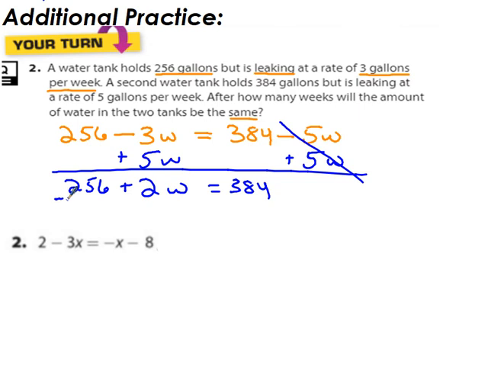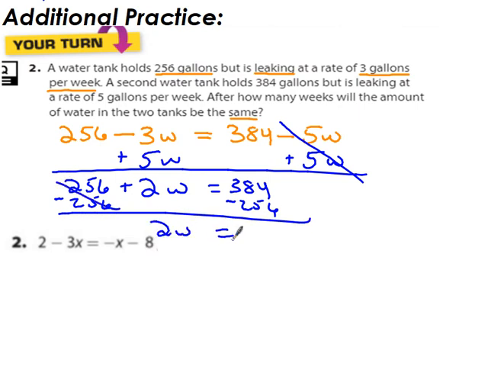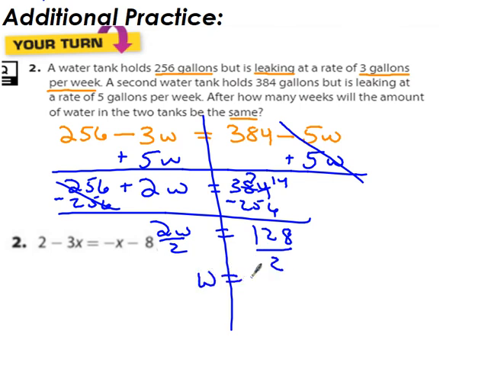That's equal to 384, and then now I get to solve my two-step equation by getting rid of my constant first, doing some subtraction here, bring that down. Let's see here. Oh, I forgot to draw my line down here. Sorry about that. 384, so I got to borrow. I get 128, and then divided by 2. And I would have gotten W equals 64. So that means in 64 weeks, these would both be the same.